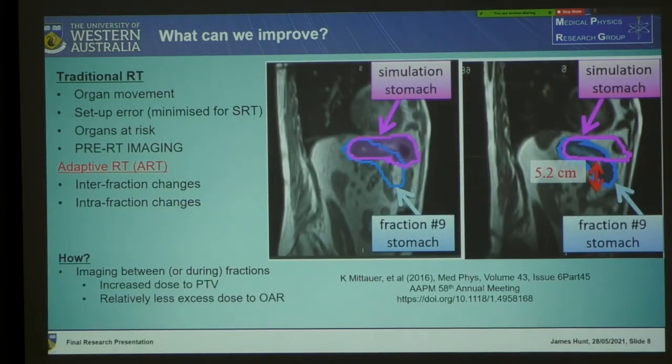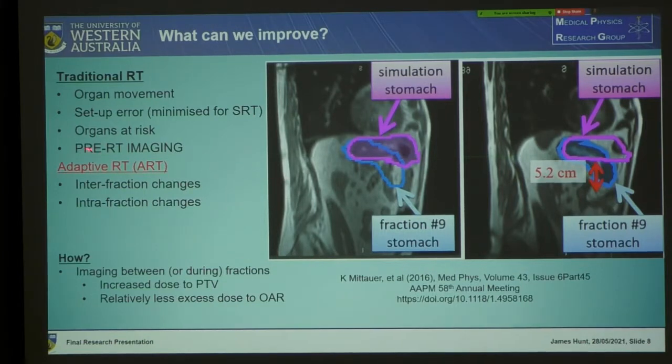What can we improve on this? So traditional RT, you're accounting for organ movement, setup error, as I mentioned, and organs at risk. This is all based on pre-radiotherapy imaging. So you take a CT scan of the patient and do a simulation of that treatment based on imaging done before you started treatment. But as you can see, with this study, they found that by fraction 9, a stomach had moved up to more than 5 centimeters. So there are some errors involved, as was mentioned as well, in basing your treatment purely on pre-radiotherapy imaging.